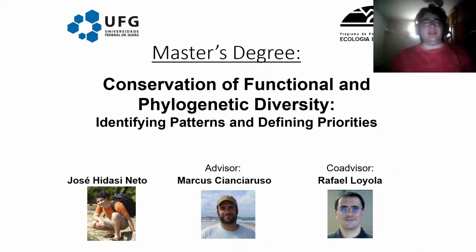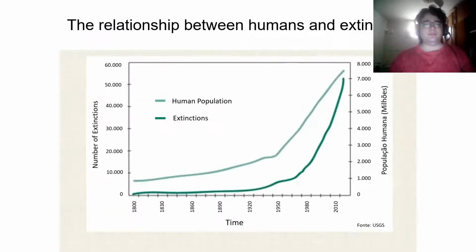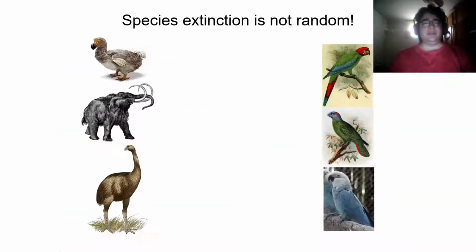And then in my master's degree, I studied the conservation of functional and phylogenetic diversity, so identifying patterns and defining priorities. My advisor was Marco Sanciaruso, and co-advisor was Rafael Dias Loyola. So we already know that there is a relationship between human population and extinctions through time. As human population increased, extinctions also increased.